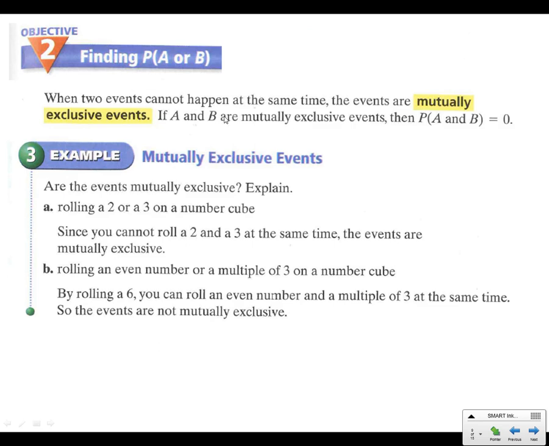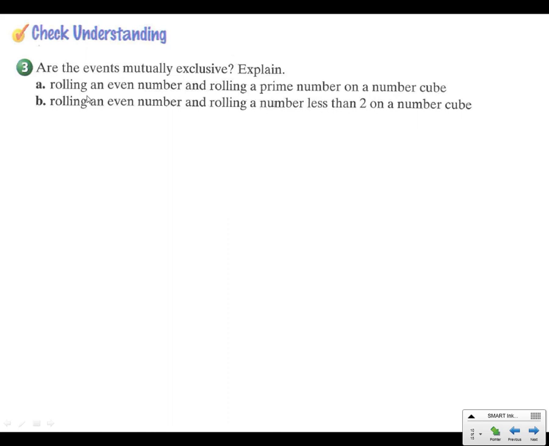All right, so new vocab, mutually exclusive. So mutually exclusive, can we happen at the same time or not? Okay, if we can't happen at the same time, we're mutually exclusive. So when we roll a die, can we roll a 2 and a 3 at the same time? Okay, no, we cannot roll them at the same time, so they're mutually exclusive. Can we roll an even number or a multiple of 3 at the same time? Sure. If we rolled the number 6, we rolled an even, and we rolled a multiple of 3. So even, multiple of 3, not mutually exclusive, because both could happen at the same time. So tell me if A and B are mutually exclusive or not.